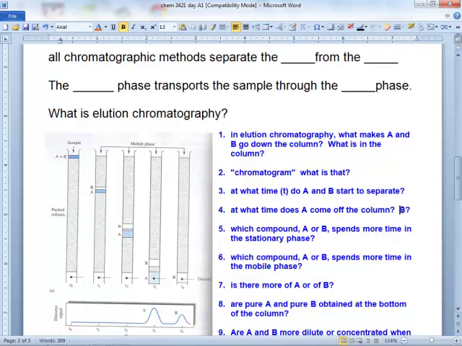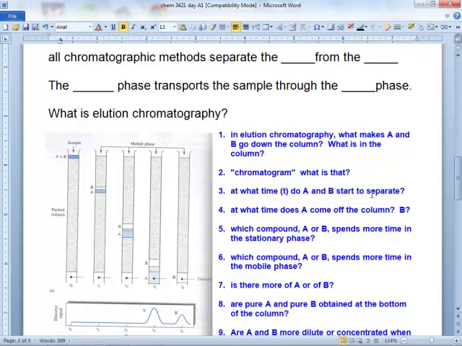And B comes off the column at, everybody, T4. Okay. So you could collect that stuff, right? Start collecting right around here for A and collect it in a beaker. Let it drip in there. You'd have pure A. Little beaker, you have pure B. Okay. Oh, I just answered the question. Yeah. So number 8, yes.